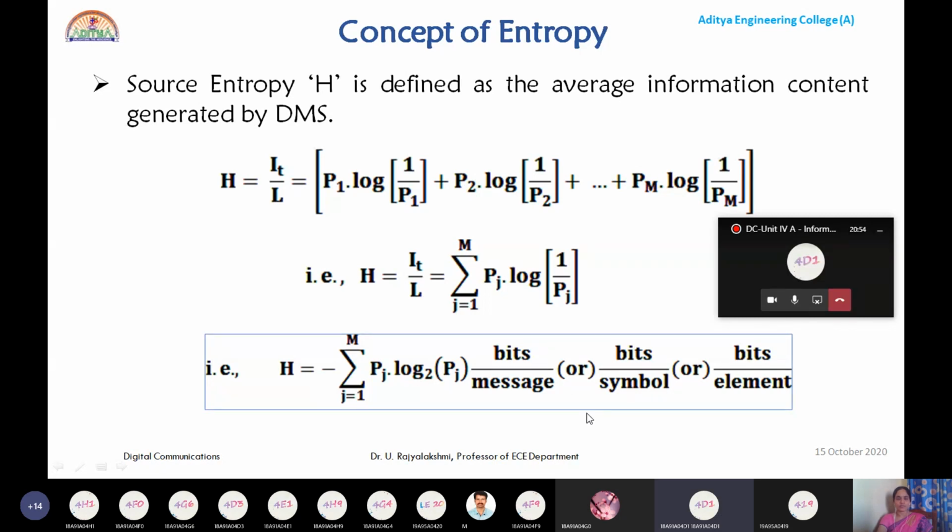H is equal to minus sigma J is equal to 1 to m, Pj log 2 Pj bits per message or bits per symbol or bits per element. Here you say log Pj base 2. So you should read it as H is equal to minus summation J ranges from 1 to m, p suffix j log p suffix j base 2. Okay ma'am, this is the equation for entropy. Can you tell me the equation for information? We discussed it in module 1. So can you tell me the expression for information?